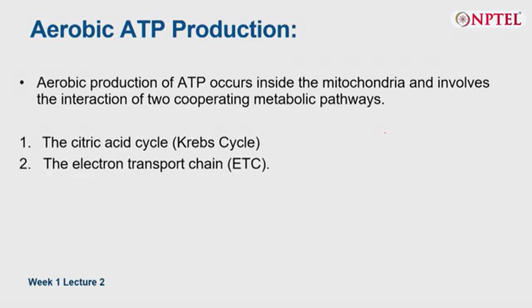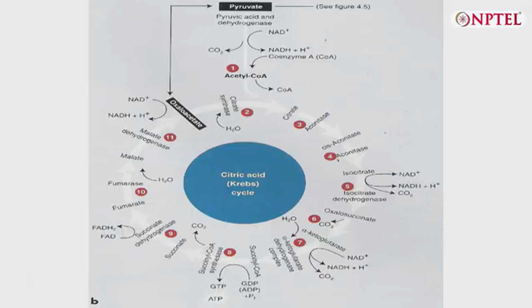The aerobic production of ATP occurs inside the mitochondria and involves the interaction of two cooperating metabolic pathways, that is the citric acid cycle or the Krebs cycle, and the electron transport chain. So these are the processes which happen inside the mitochondria. Here is the Krebs cycle, where you can see the pyruvate oxidation process. Pyruvate is a 3 carbon molecule which is converted to a 2 carbon molecule, which is acetyl CoA.